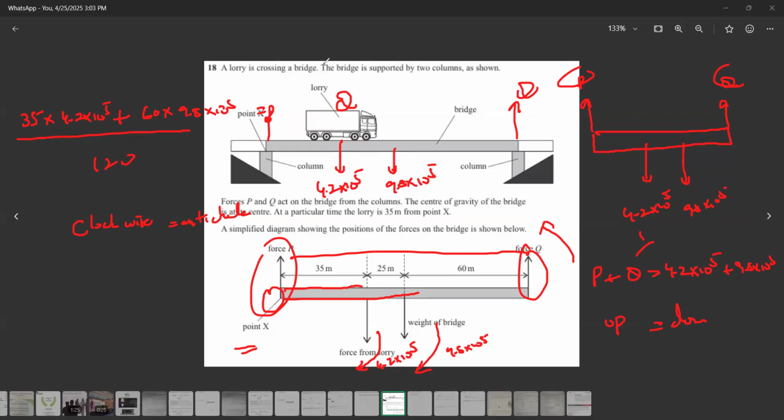So according to this condition, the total upward force equals the downward force. So P plus Q is the upward force, and this is the total downward force. So P and Q are upward and these two are downward, they will be balanced. And the total clockwise moment, because of these two forces, will be equal to the total anti-clockwise moment. That will give us the value for Q. So once we get the value for Q, we'll substitute here and subtract from this result. So we'll get the value for P. So P will be equal to 4.2 into 10 to the power 5 plus 9.8 into 10 to the power 5 minus Q. Subtract Q. That will give us the value for P.